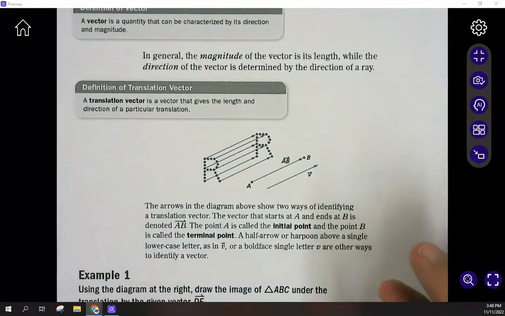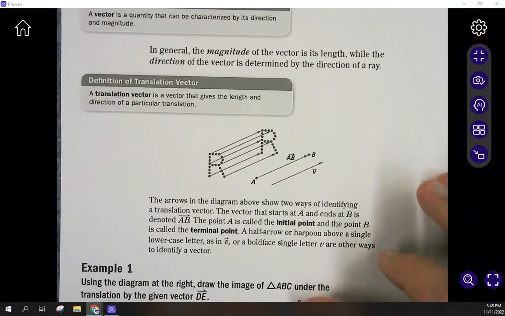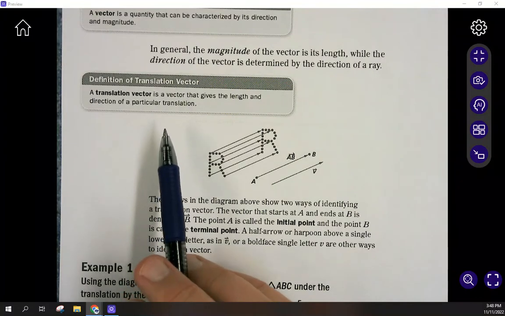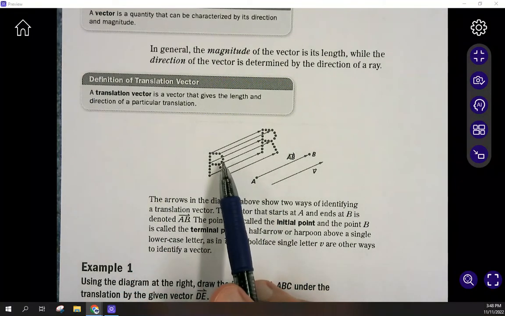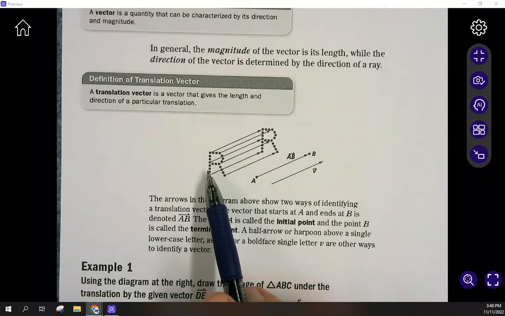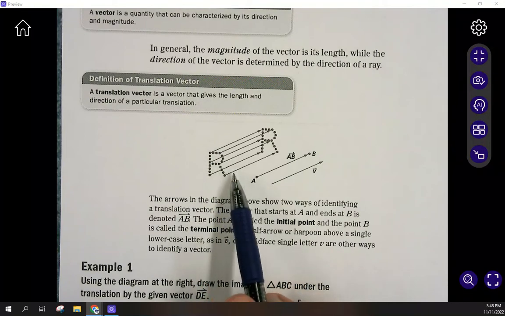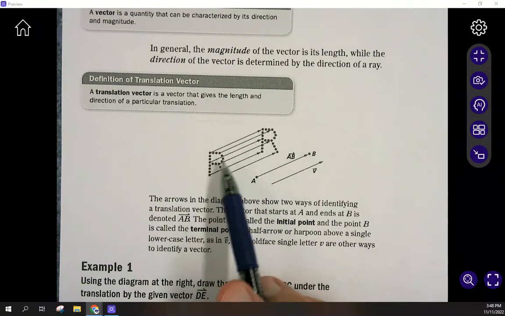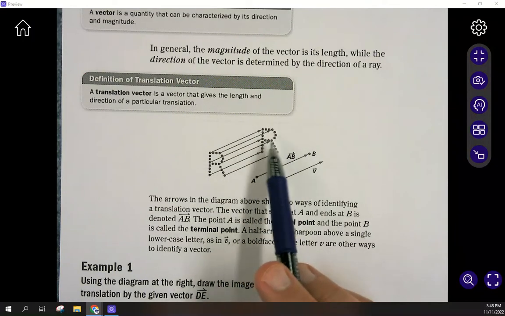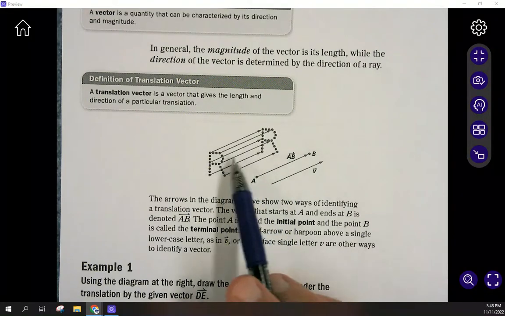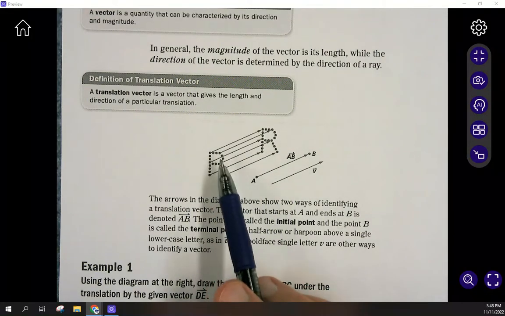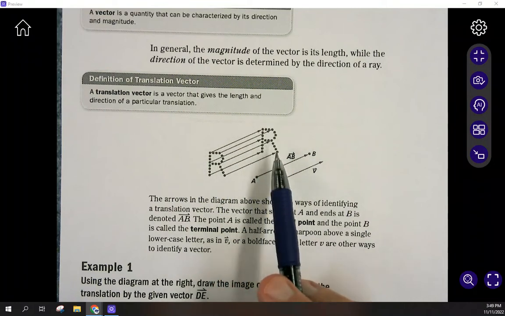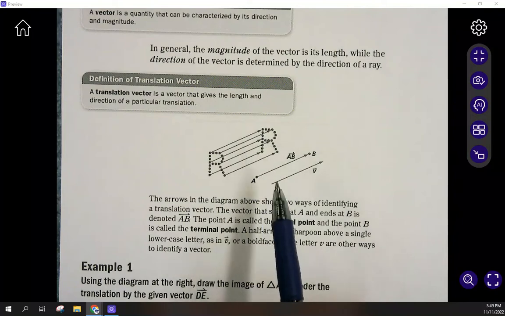The definition of a translation vector, and that's what we're going to be looking at, is a vector that gives the length and direction of a particular translation. You can see here we had this letter R represented by these points, and every single point is translated the same direction and the same amount, and that gives us the image of R over here perfectly translated. If any one of these points traveled a different direction or a different distance, we wouldn't have a perfect image over here to the right.